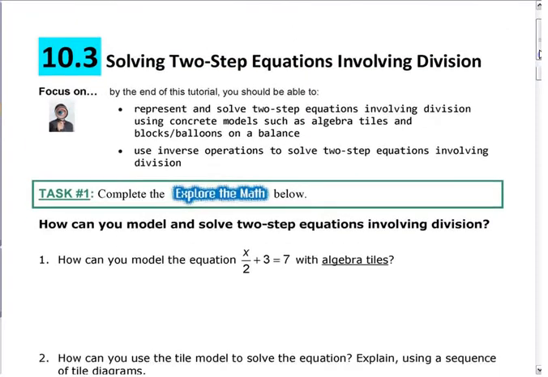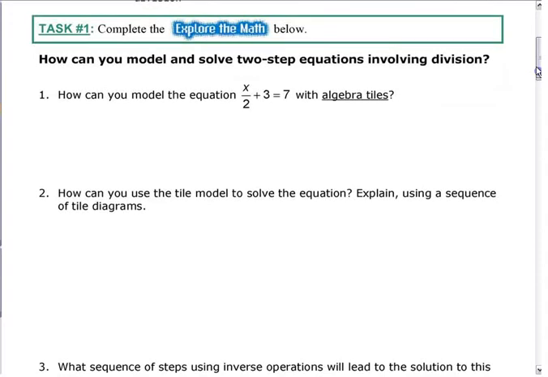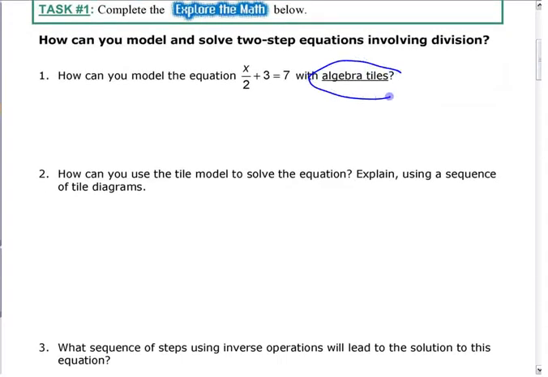And three, the only difference here is we're still doing two-step equations, but this time they're going to involve division instead of multiplication. So lots of similarities here, but it's going to look different. Originally, this was set up to use algebra tiles like the textbook uses, but I think we're having more success latching onto the balance thing, balance blocks, balloons.